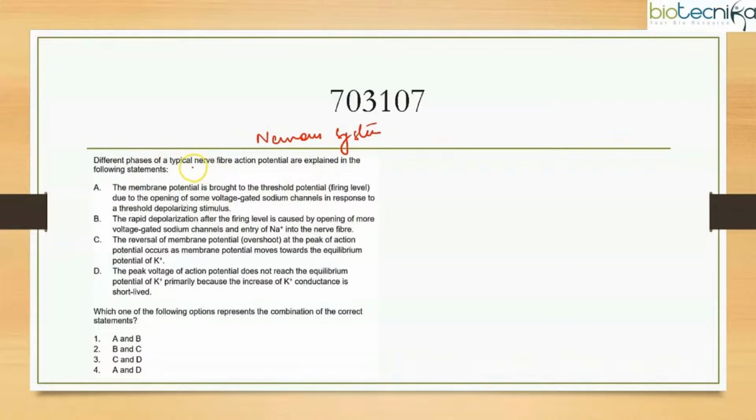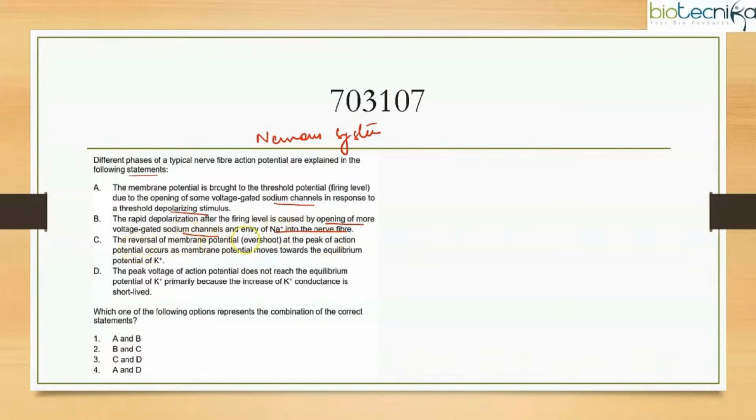Different phases of a typical nerve fiber action potential are explained in the following statements. A. The membrane potential is brought to the threshold potential, that is the firing level, due to the opening of some voltage gated sodium channels in response to a threshold depolarizing stimulus. B. The rapid depolarization after the firing level is caused by opening of more voltage gated sodium channels and entry of sodium into the nerve fiber.